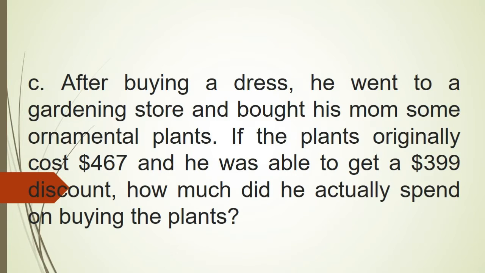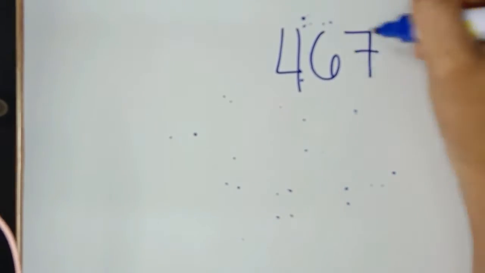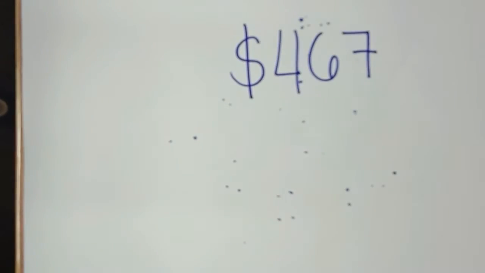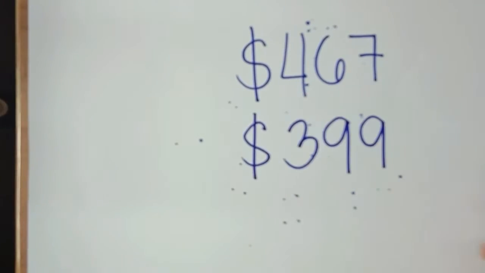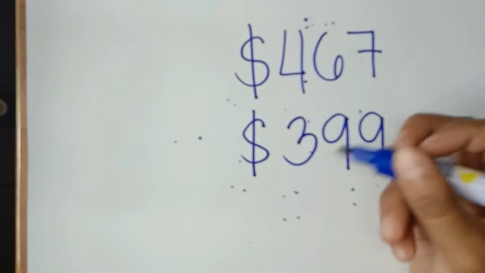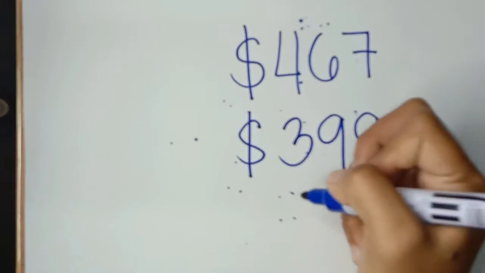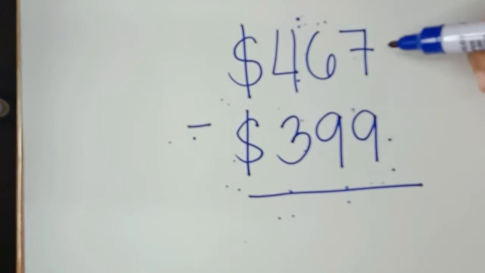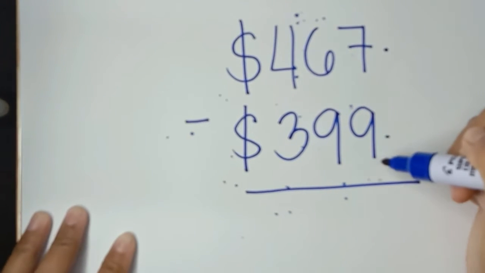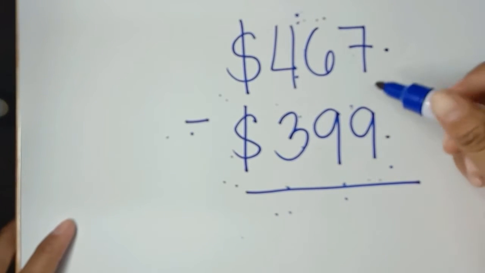After buying a dress, he went to a gardening store and bought his mom some ornamental plants. If the plants originally cost $467, and he was able to get a $399 discount. So John got a $399 discount. So again, let's subtract this one, because this is the discounted price and this is the original price.